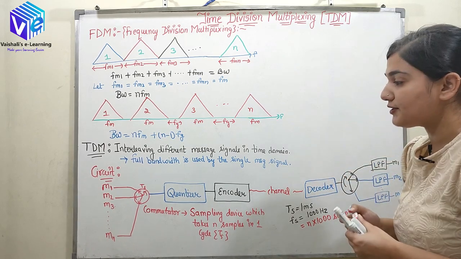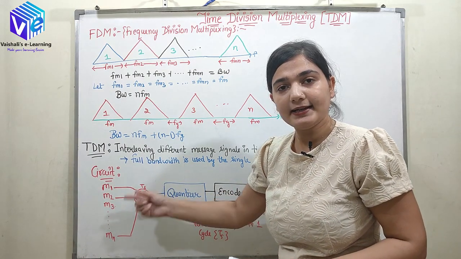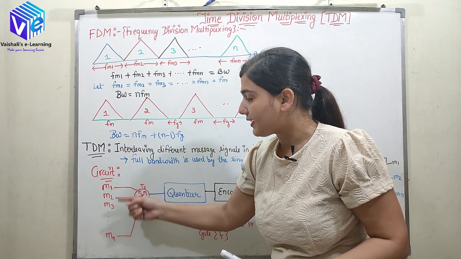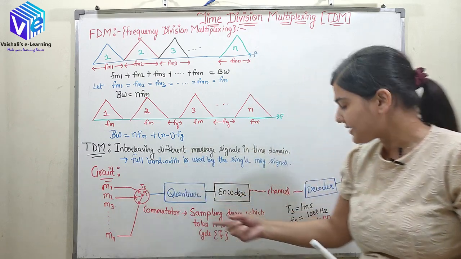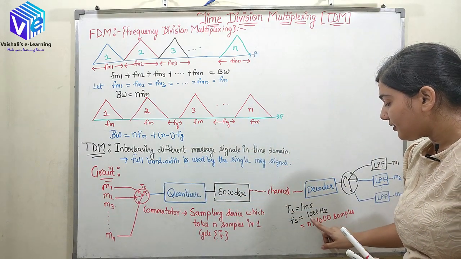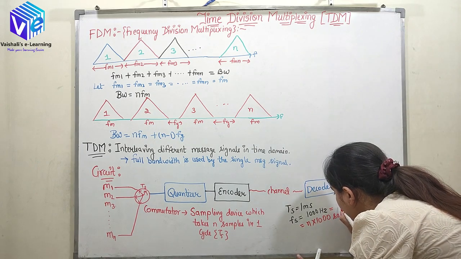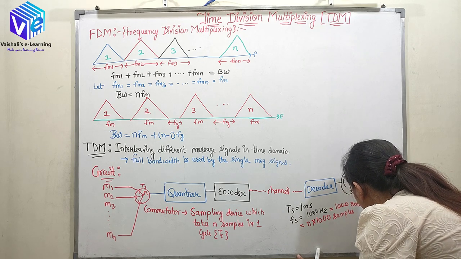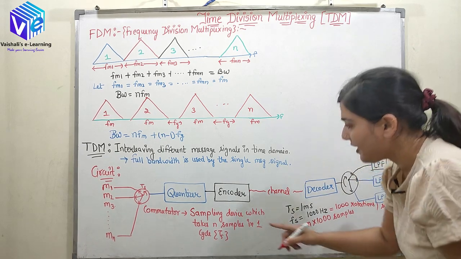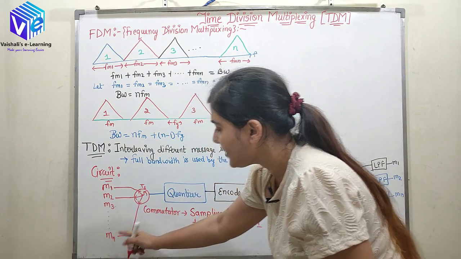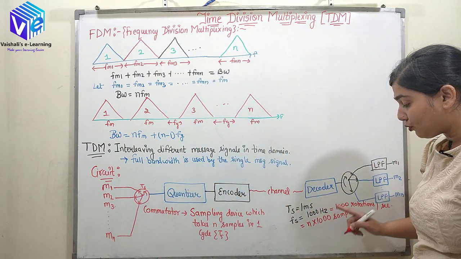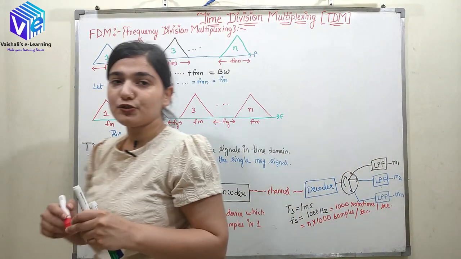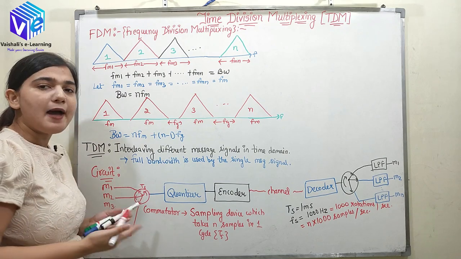So I hope you understood. In one cycle, it is taking n samples. Let's suppose I have 8 samples. So in one cycle, it is taking 8 samples, and in 1 second, it is rotating 1000 times. So 1000 Hertz means 1000 rotations per second. If I have n message samples, it is taking n into 1000 samples per second. So now I hope you understood what a commutator is. It is a sampling device only.